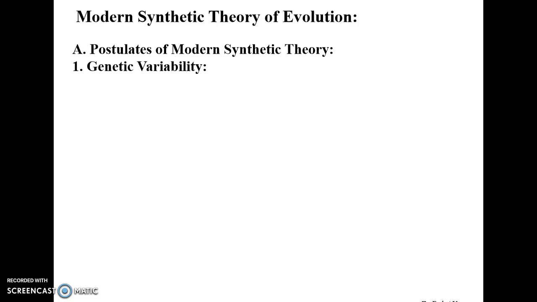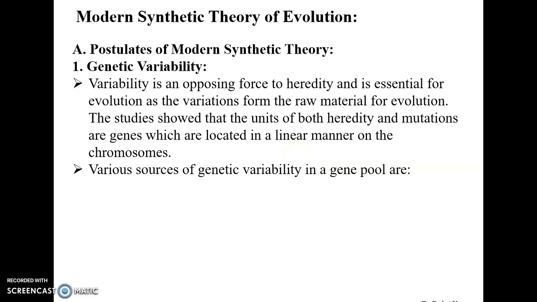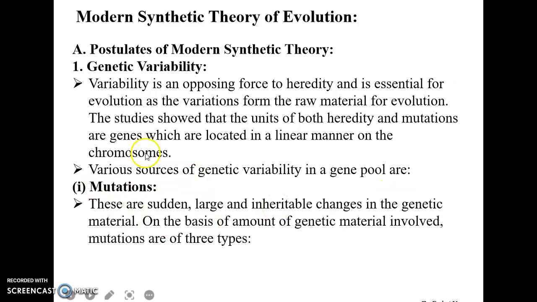Important postulates of modern synthetic theory. First important postulate is genetic variability. Variability is basically the opposing force to heredity and is essential for evolution, as variations form the raw material for evolution. This study showed that units of both heredity and mutations are genes, which are located in a linear manner on the chromosome. So there are various forces of genetic variability in the gene pool. First of all, mutation.